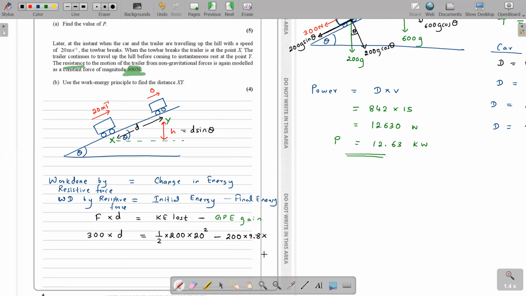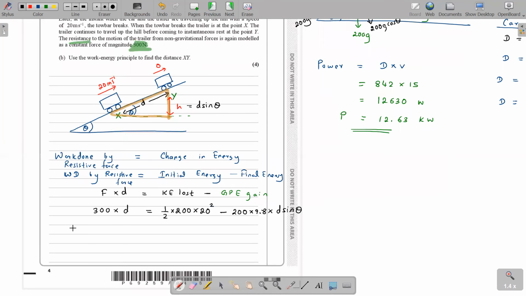Can you see when I use this triangle over here? So this whole distance is h. This is d, and this is the theta. This theta comes over here because of corresponding angles. So it's d sin theta, not d cos theta. And now make d the subject. 300 times d plus 200 into 9.8 into d into sine theta, which is 1/20, equals half m v square. Let's simplify.